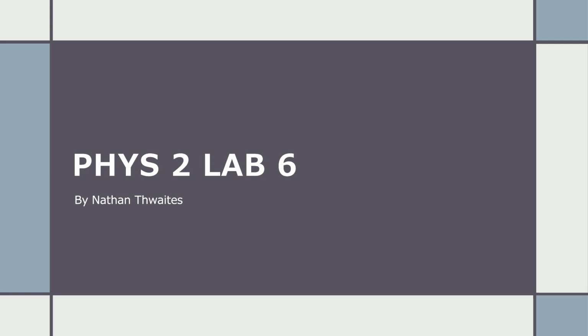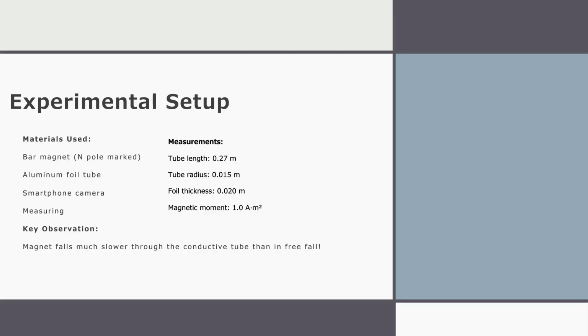Physics 2, Lab 6. Experimental setup. The materials used were a bar magnet, aluminum foil tube, smartphone camera, and a measuring stick. And we use that to get all the measurements as you see here on the right for the tube: its length, radius, thickness, and then also the magnetic moment.